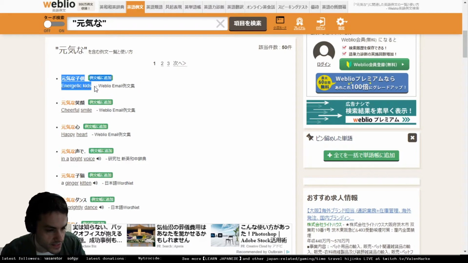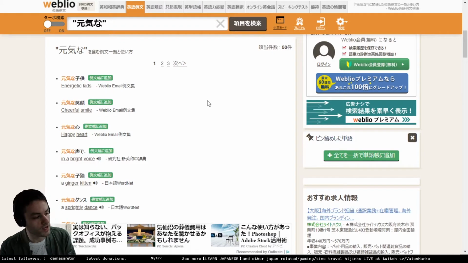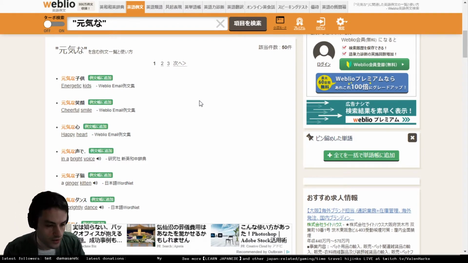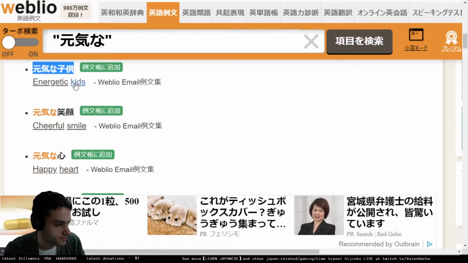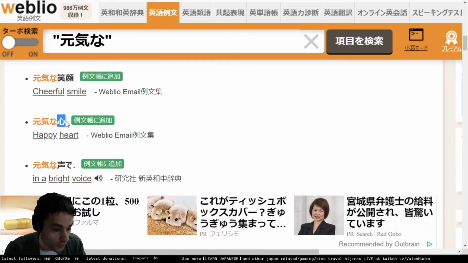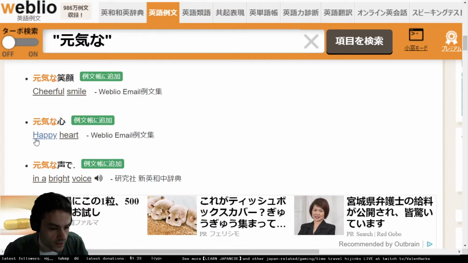But this is a good one to see because you can see in what context is the word translated in this way and what context is it translated another way, right? For example, genki na kodomo, right? Can we make this a little bigger there? There we go. Energetic kids, right? Genki na egao, right? Cheerful smile. Genki na kokoro. Hey, we learned kokoro the other day, right? Because that was inside of the word for love, for ai, right? Genki na kokoro, happy heart.